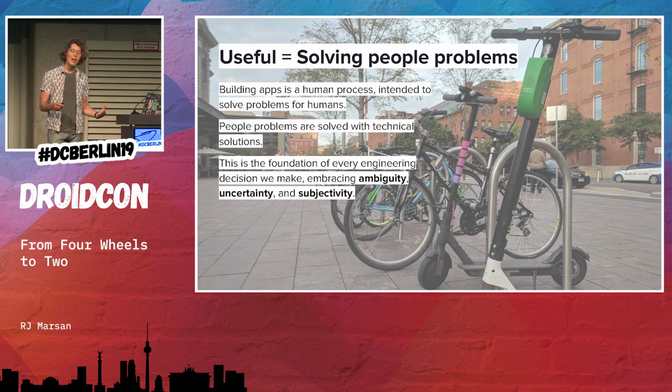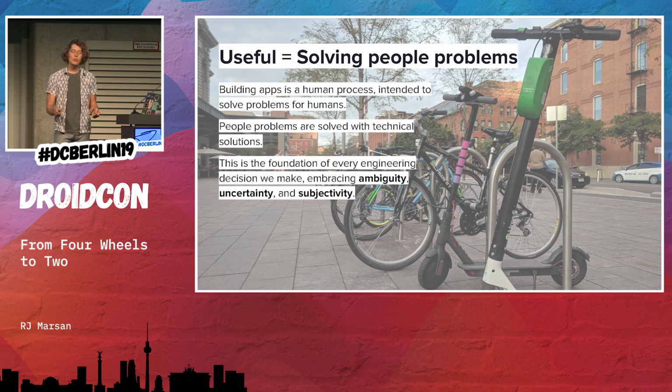I think of this as people problems. We build apps, but building apps is a human process. We have humans around us. We ourselves, I'm a human, but the users who use it are also. And we use technical solutions to solve these people problems. Whenever I find myself solving a technical problem for the sake of it, I have to catch myself.